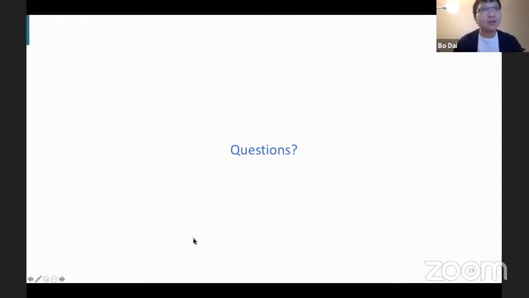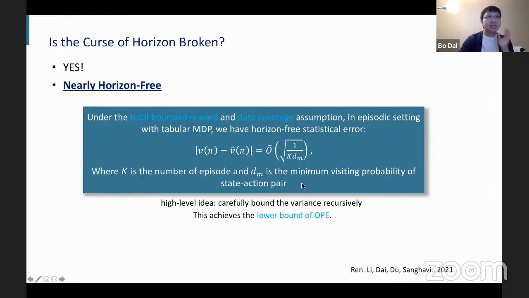Okay, so since we don't have any questions about my major algorithmic part, let's go to the major question we want to answer: whether this method breaks the curse of horizon or not. That means, besides the empirical superior performance compared to the IPS method, theoretically, whether we solve the curse of horizon problem. Another way to put it is whether the variance of the estimator is polynomial with respect to the horizon. And actually, the answer is yes, and it's even better.